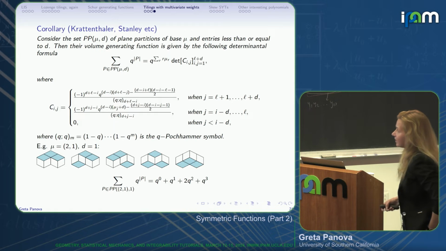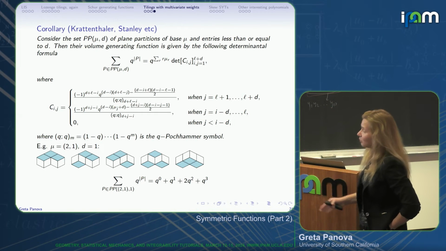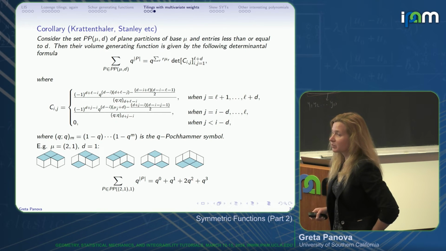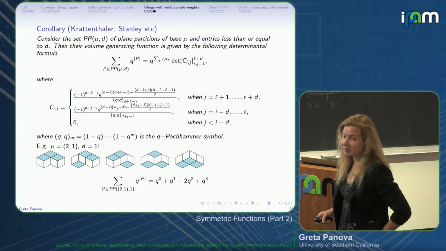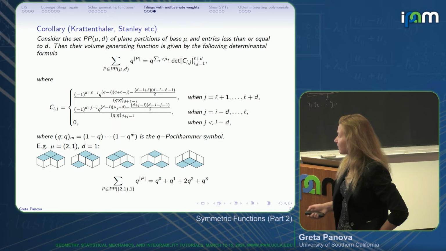Again, this doesn't come from lattice paths in this case, but one can count plane partitions using lattice paths as well. It's just not going to be as simple as if you were doing restricted mu.